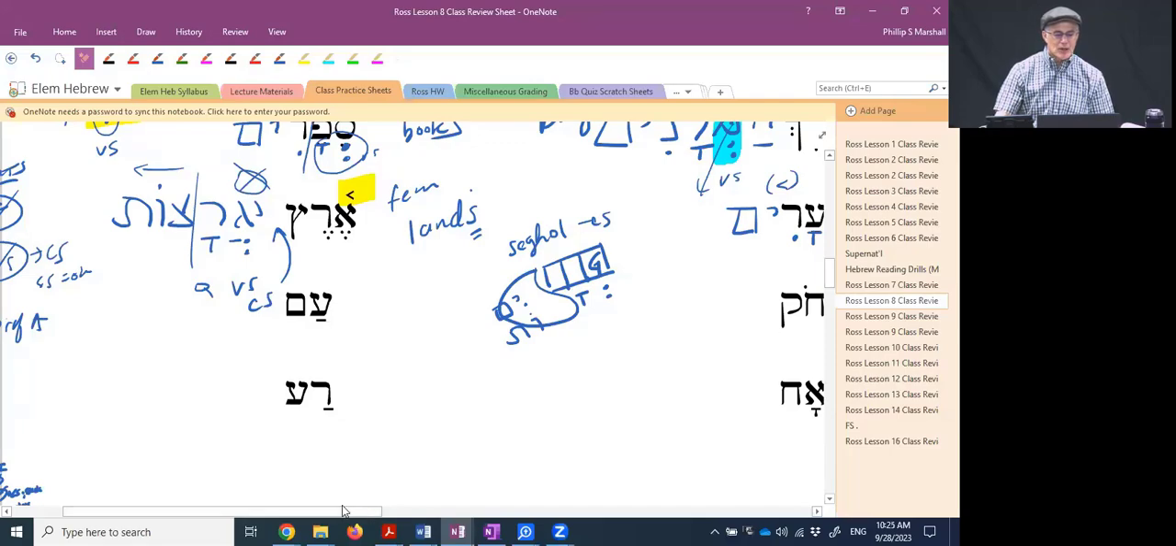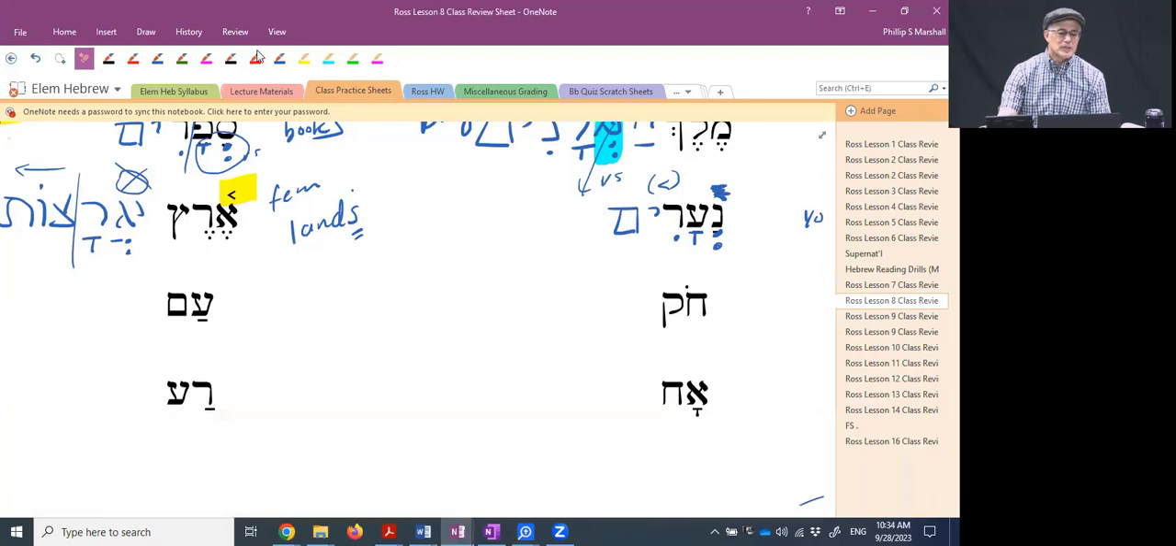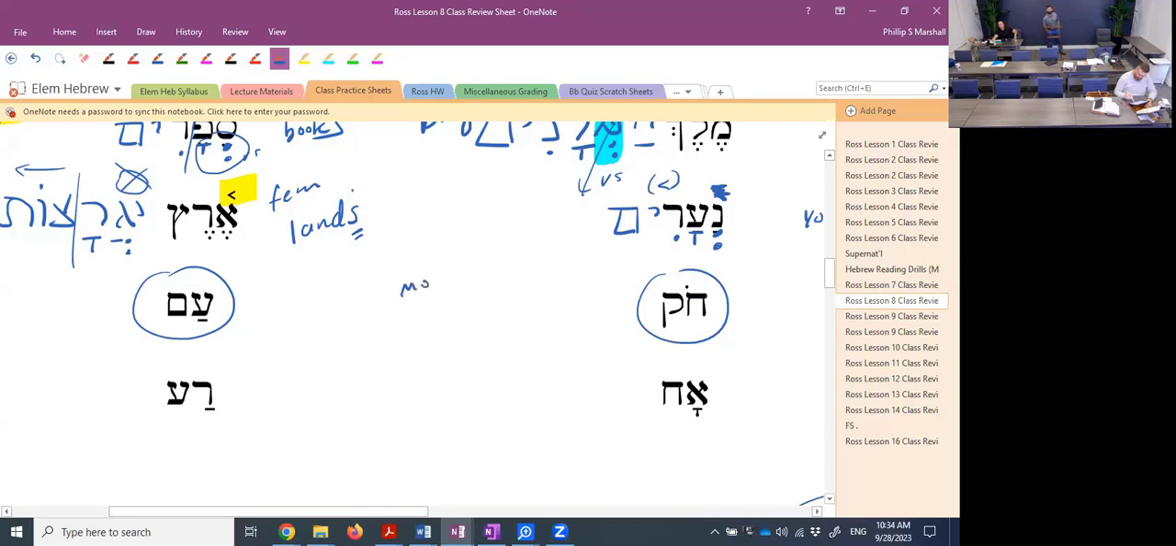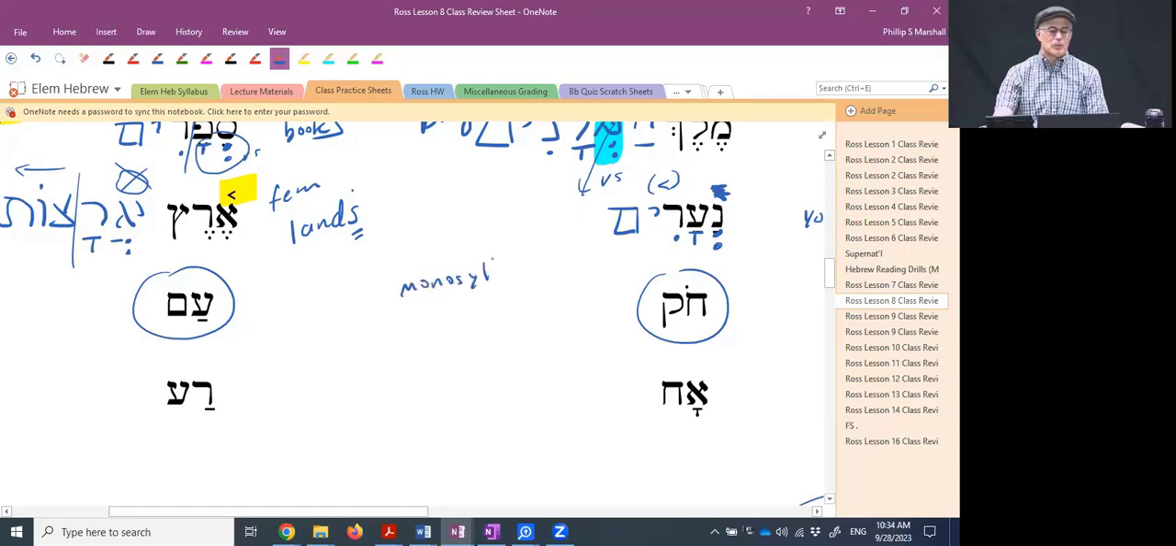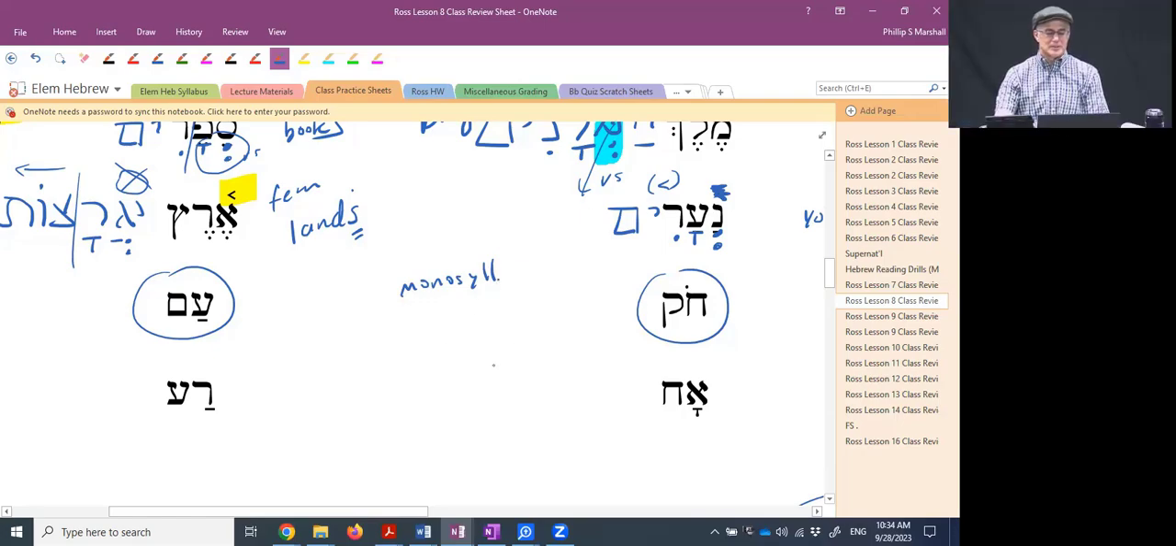All of these are going to behave in the same sort of way in terms of what they want to do. What did we learn in our lesson overview about nouns like hok and am? What do these two nouns share in common? Monosyllabic. They are monosyllabic. What does mono mean? One. So how many syllables do these nouns have?